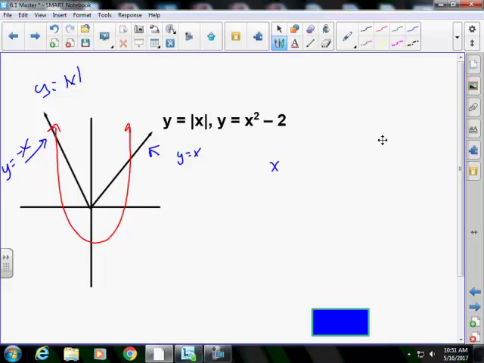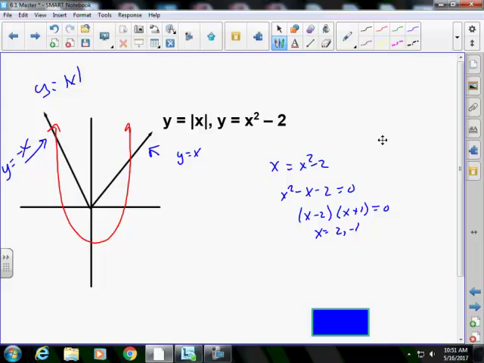Find out where they're equal, so I'm going to say x, the absolute value of x, or x is equal to x squared minus 2. And that x squared minus x minus 2 is equal to 0. I get x minus 2 times x plus 1 equals 0. X is equal to 2 or negative 1.